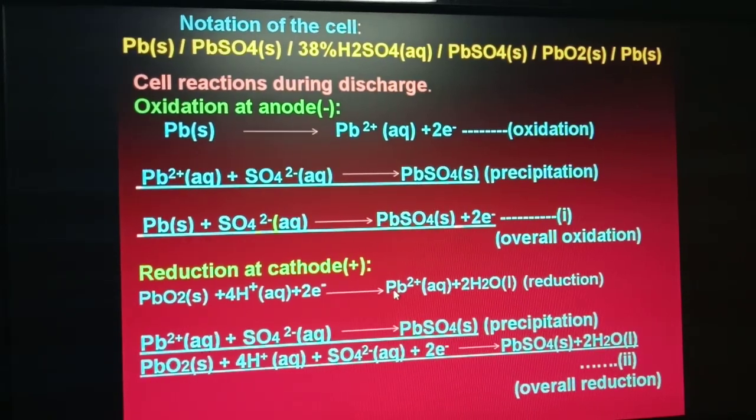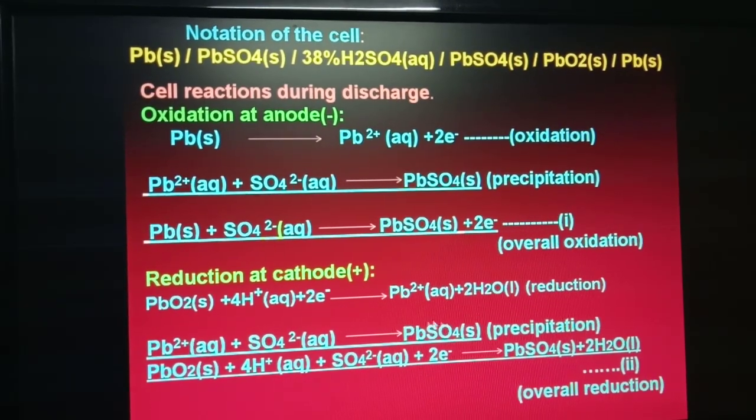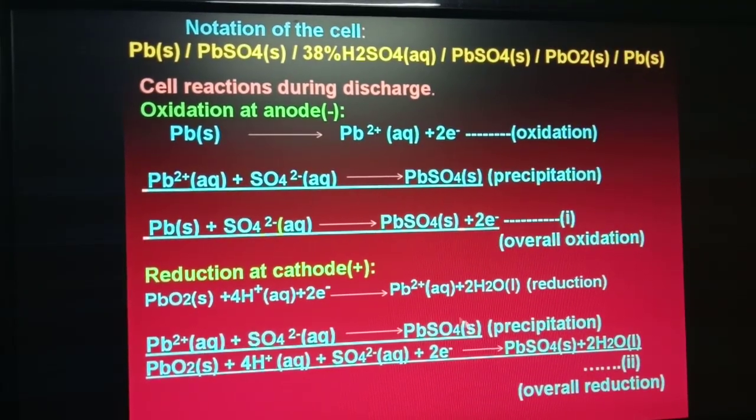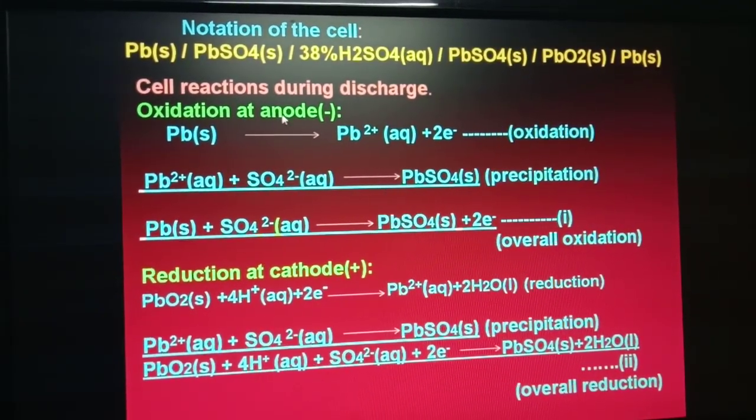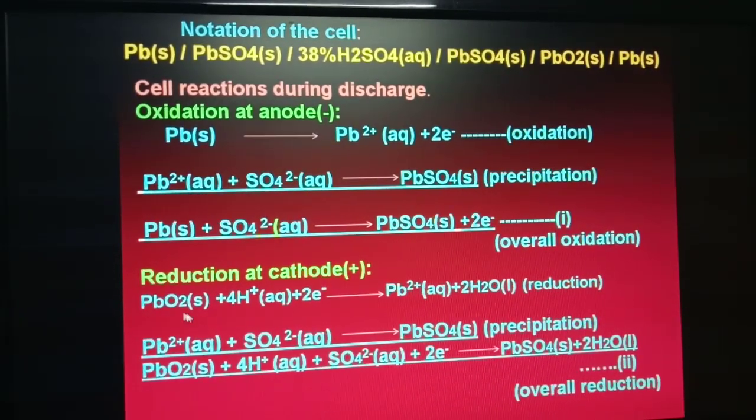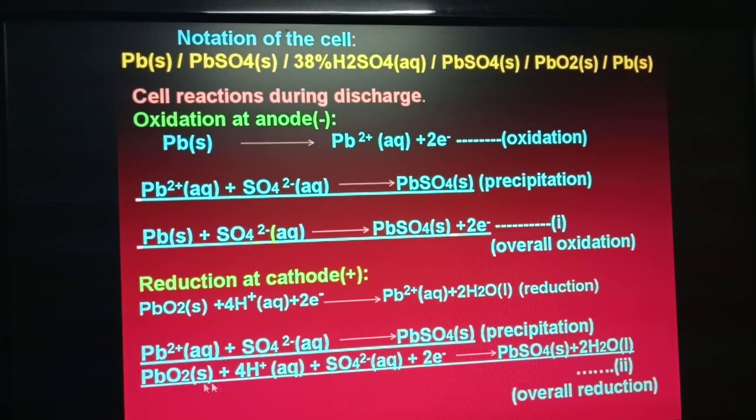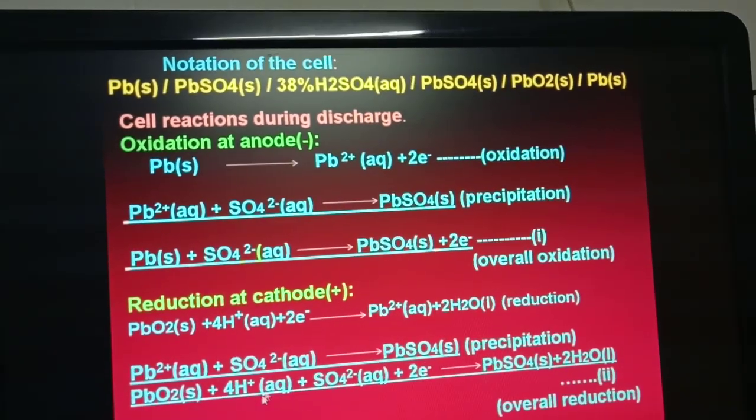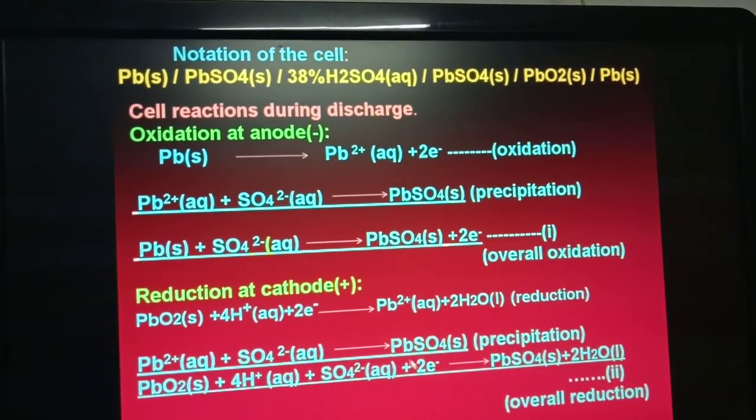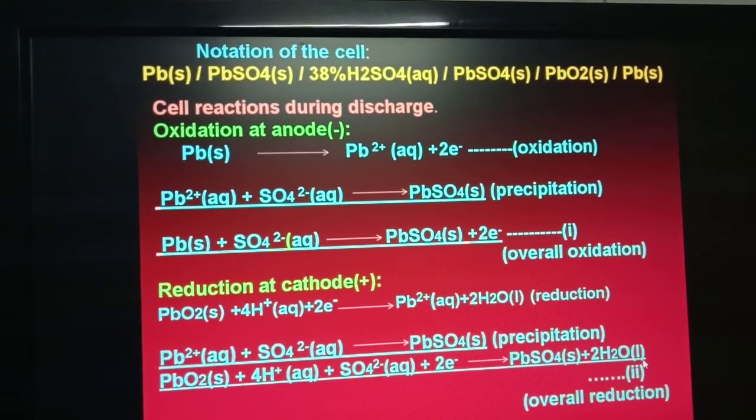Again, Pb2+ combines with the remaining sulfate ions to give PbSO4 solid. This is a precipitation reaction. So PbSO4 is deposited at both the electrodes, that is the anode as well as the cathode. Now finally let us see the net reduction reaction at the cathode: PbO2 solid plus 4H+ aqueous plus SO4 2- aqueous plus 2 electrons gives PbSO4 solid plus 2 H2O.